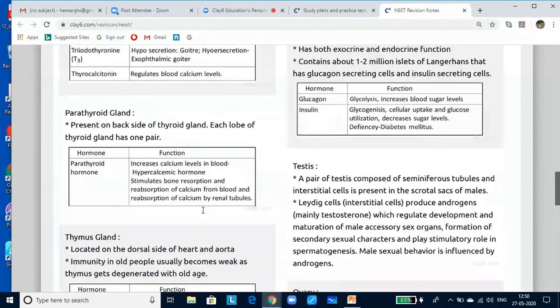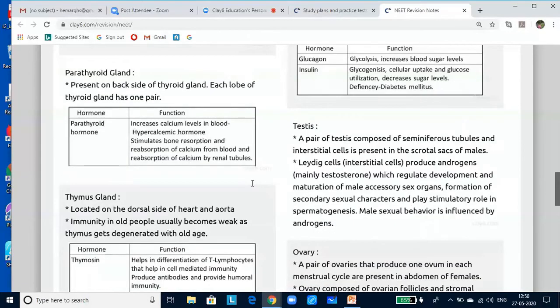Now the parathyroid gland. Parathyroid glands are 4 in number, embedded in the thyroid gland. They are oval shaped and yellow in color. Now parathyroid hormone increases calcium levels in the blood. It is called the hypercalcemic hormone. It stimulates bone resorption, reabsorption of calcium from the blood, and reabsorption of calcium by renal tubules.